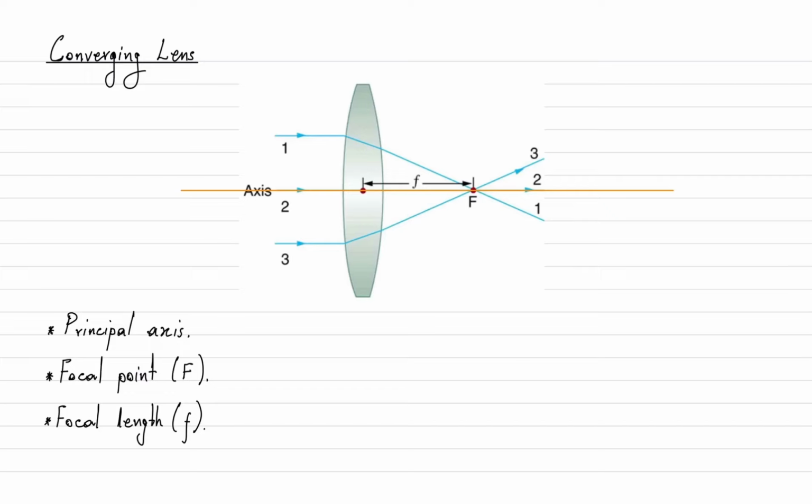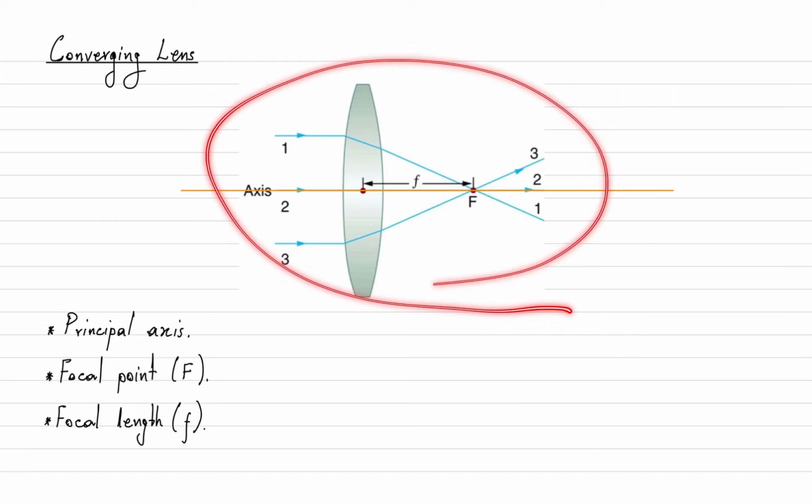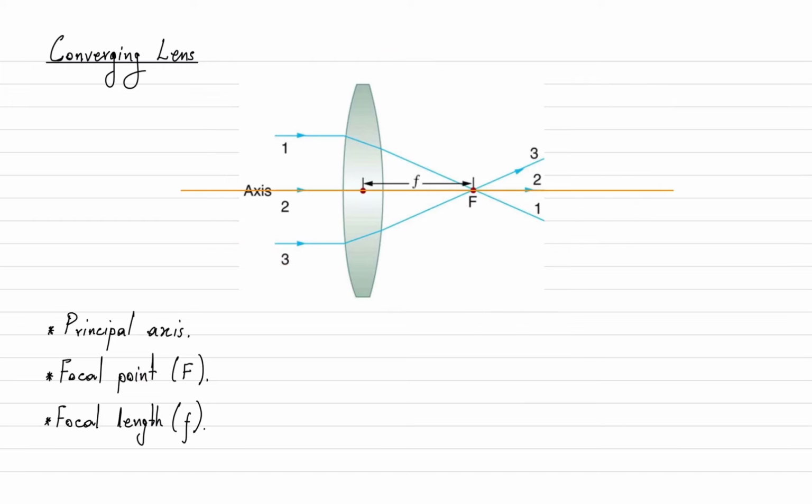Sometimes some books call it principal axis, sometimes they call it axis. Don't be confused, they all refer to the same thing. This middle line is known as the axis or principal axis. And here's the key again: a converging lens will always take incoming parallel light rays and bend them, in quotes, or change their direction so that they meet at some common point known as the focal point, and this focal point will be on the principal axis. Hopefully this discussion makes that initial definition of a converging lens a lot more clear.